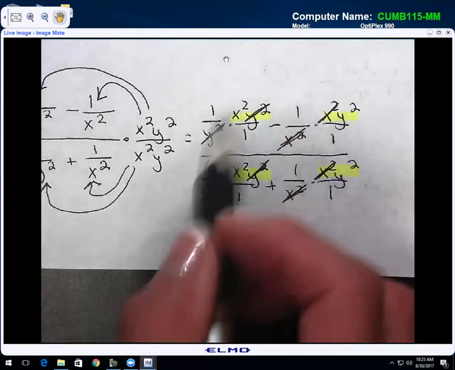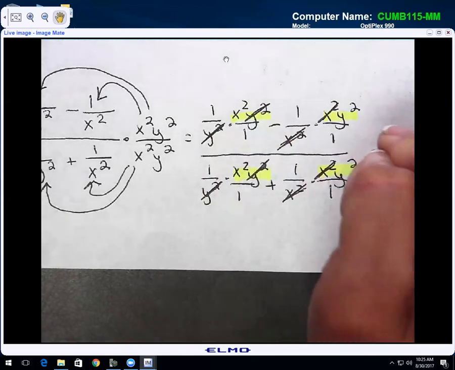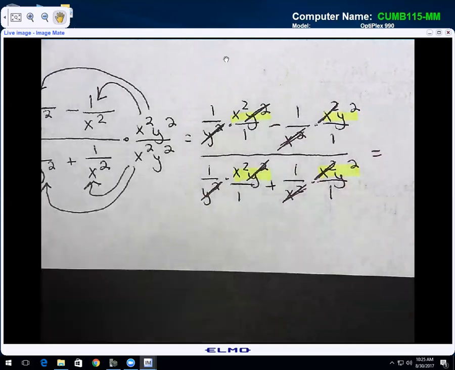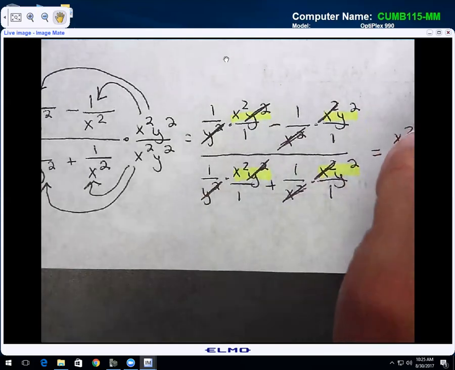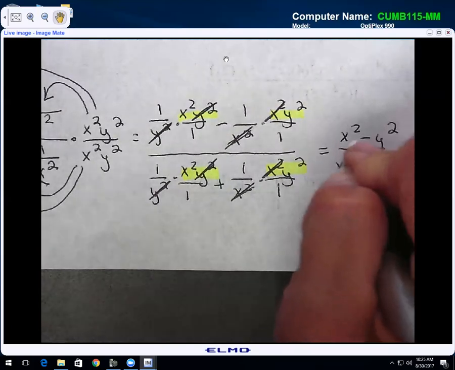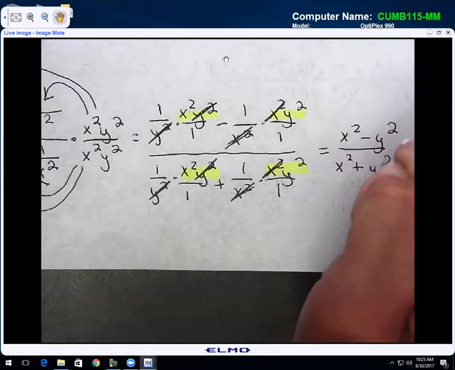What's left of that numerator after I cancel out all the baby fractions? With a minus in the middle. X squared minus y squared. What's left of the denominator after I cancel out all the baby fractions? X squared plus y squared.